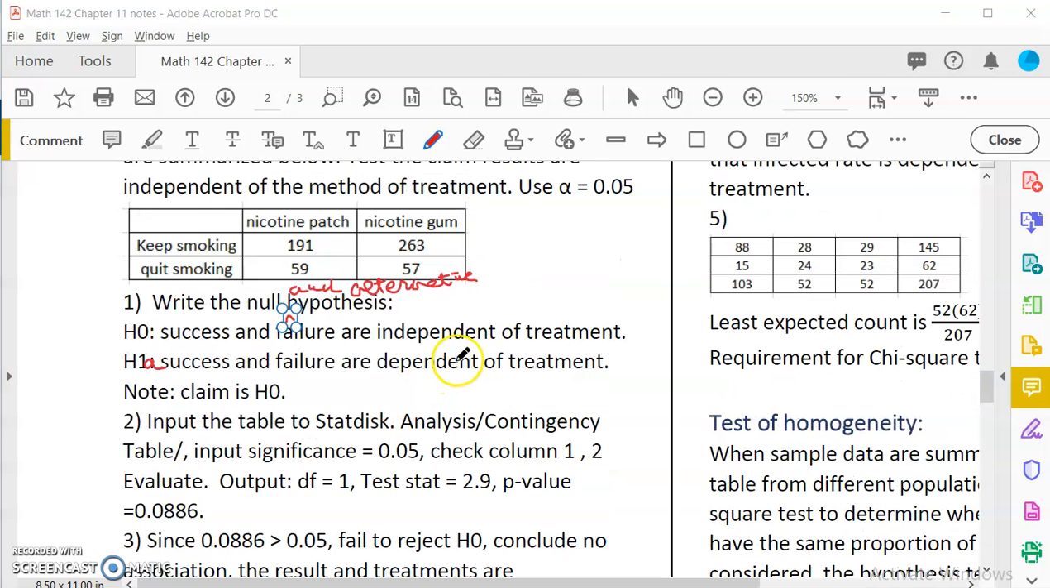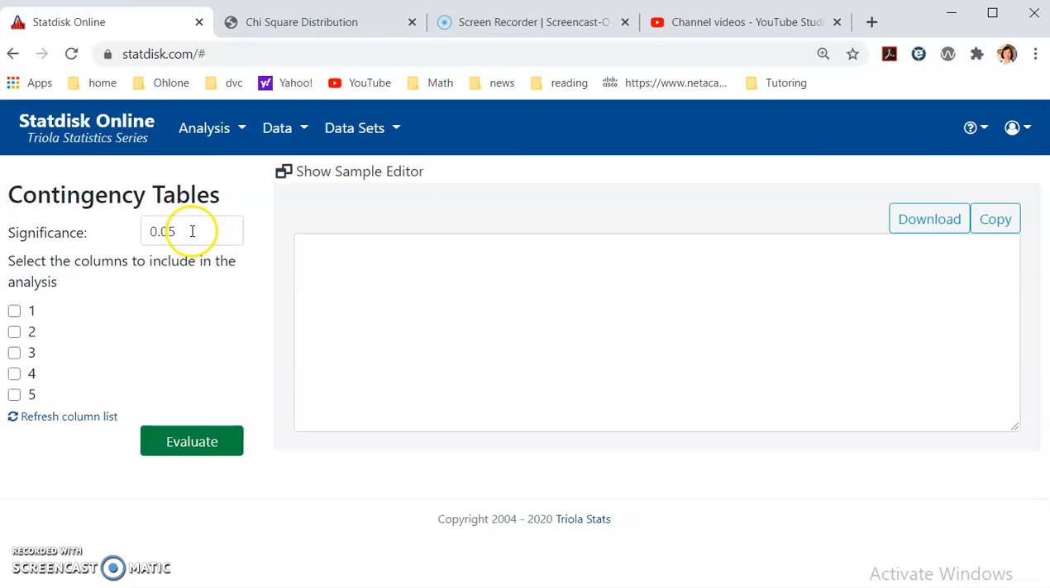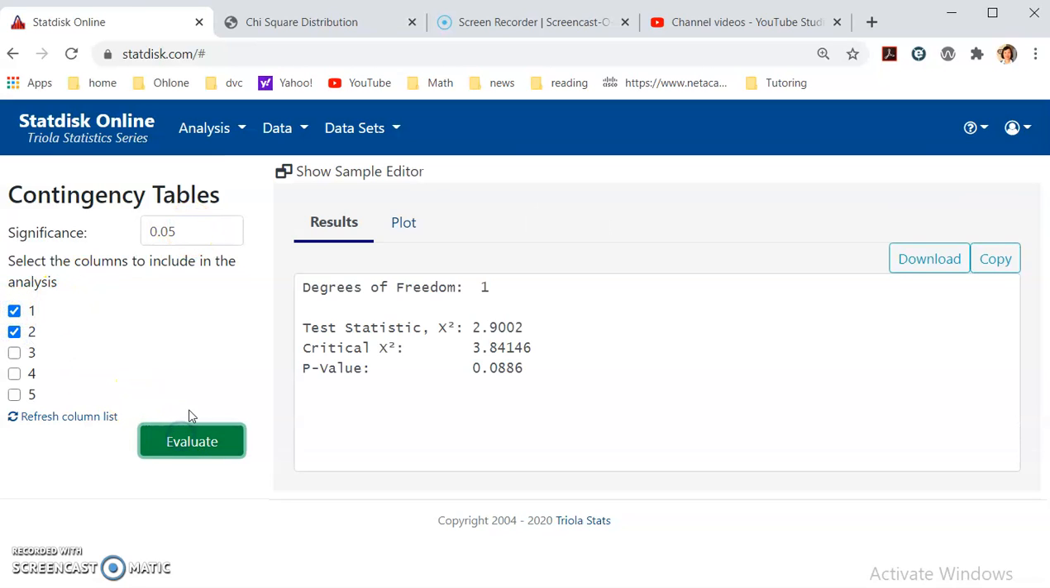Is that what it is? Yeah. And so we're comparing these two to see if they are dependent on each other. Analysis, contingency table. Our significance level is 0.05. We only have 2 data values. And that is our conclusion. Oh, that is our results.